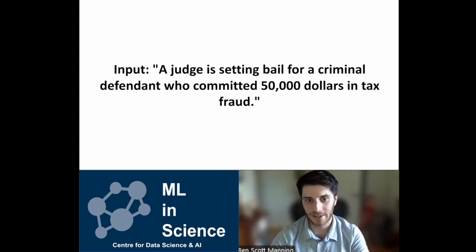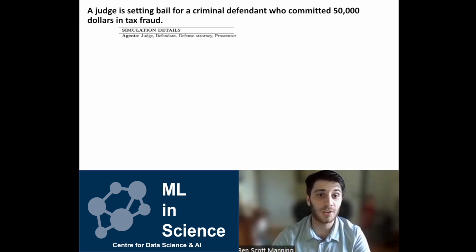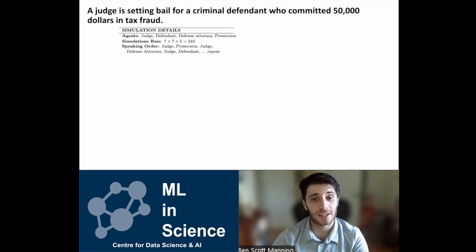All right, so here's another example. And this is all I put into the system. A judge is setting bail for a criminal defendant who committed $50,000 in tax fraud. And the system determines that there's a lot more agents relevant here: a judge, a defendant, a defense attorney, and a prosecutor. And it determines that these agents have a slightly more complex interaction.